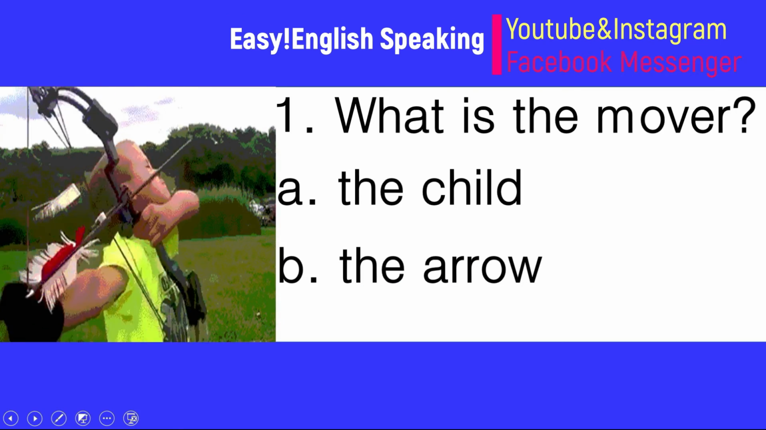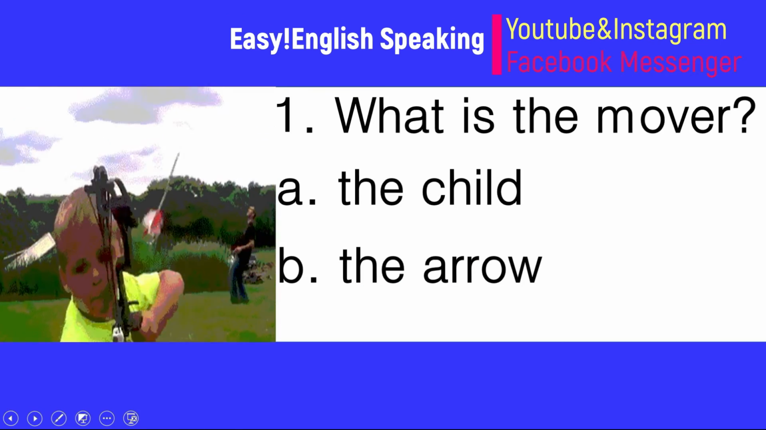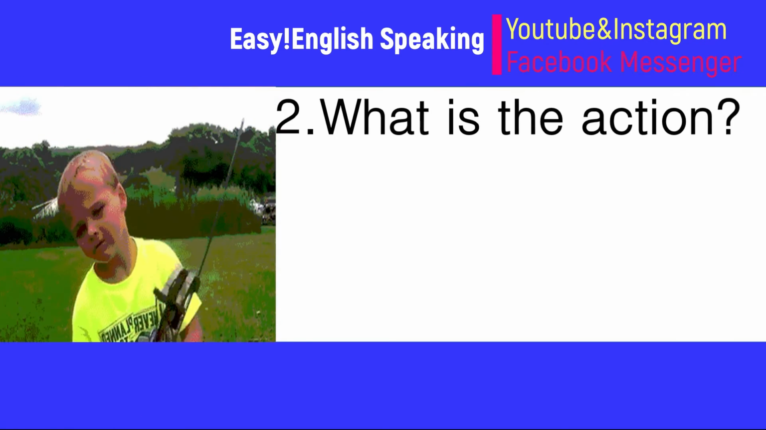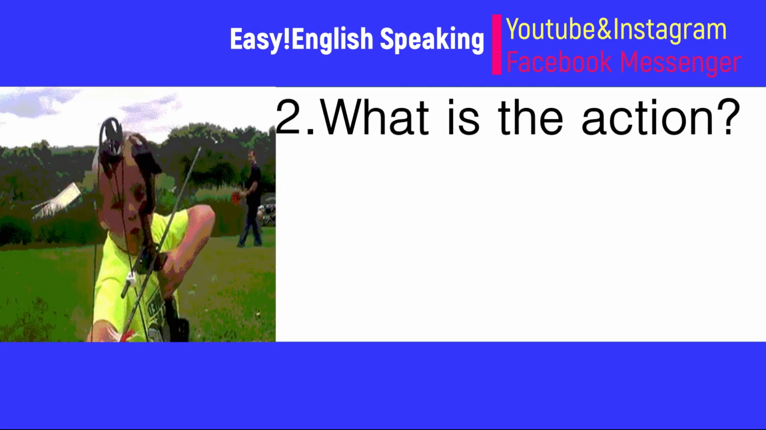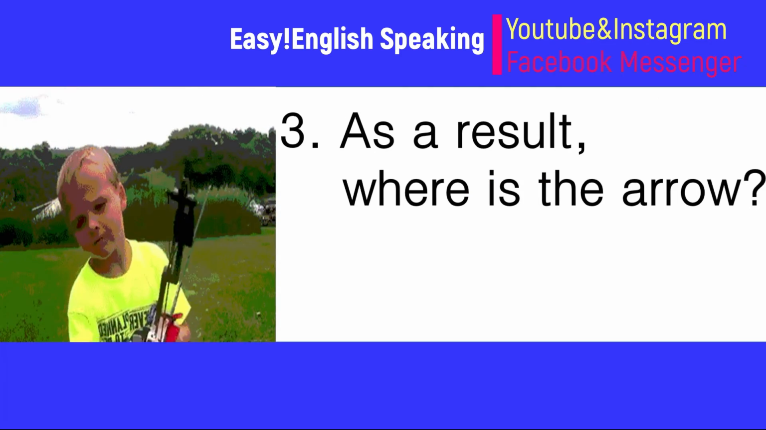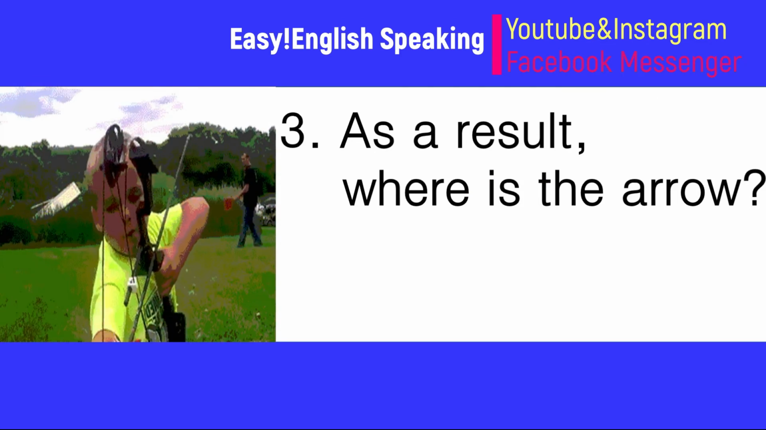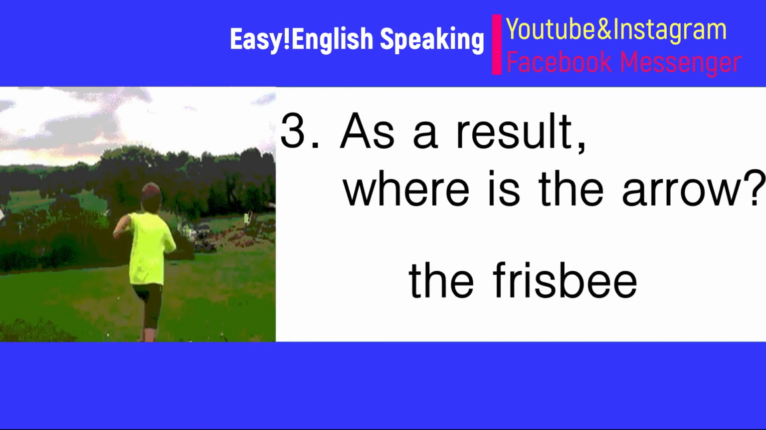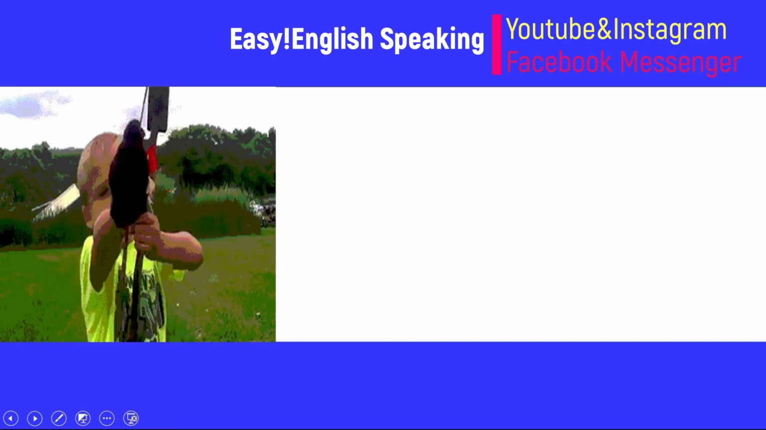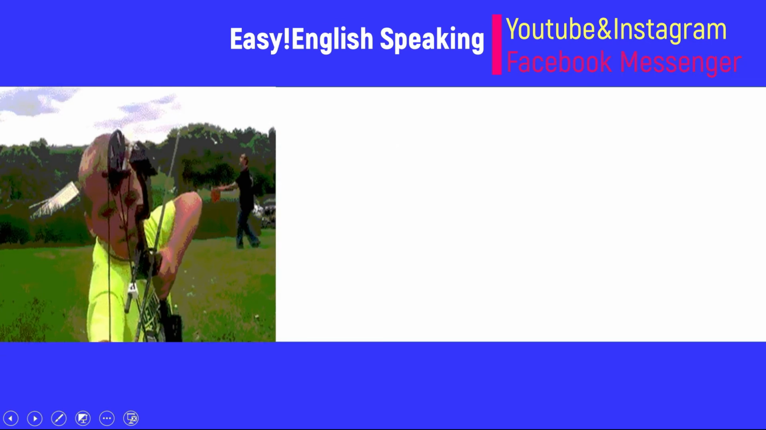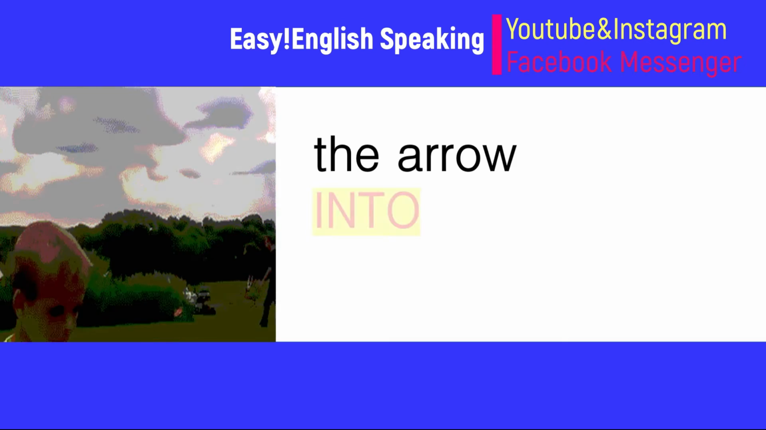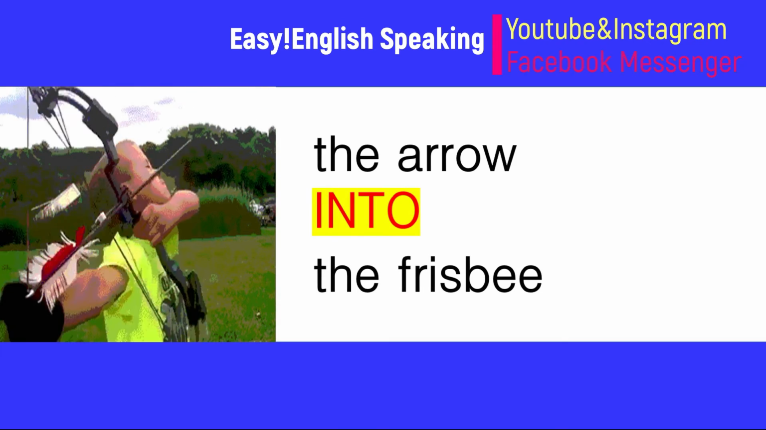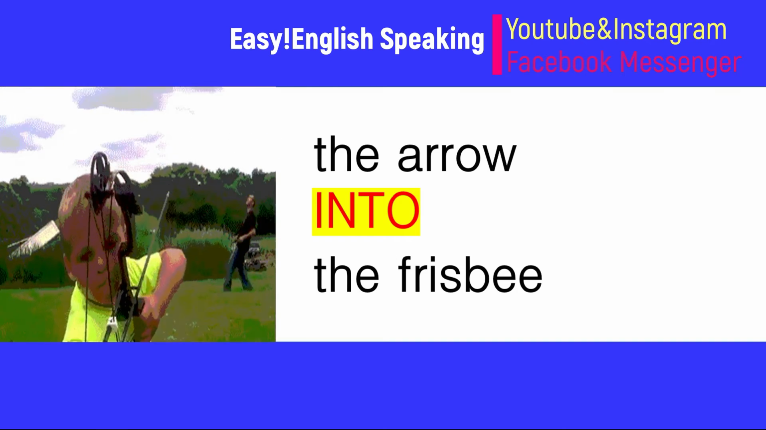Then we have to think about these five questions. First, what is the mover? Did the child move? No. What was moved was the arrow. Second, what is the action? As we said, this is about into. Third, as a result, where is the arrow? The arrow is now in the frisbee, right? So if you want to make a phrase with this, you can say: the arrow into the frisbee. But this is just a phrase, so we want to make a sentence, right?